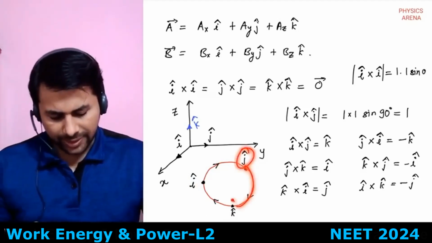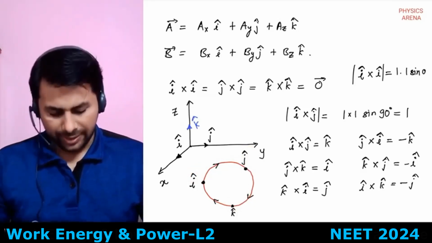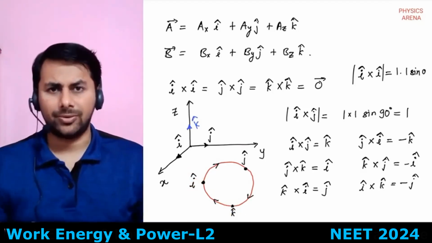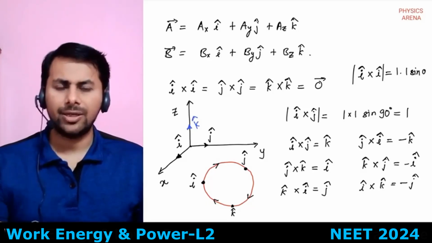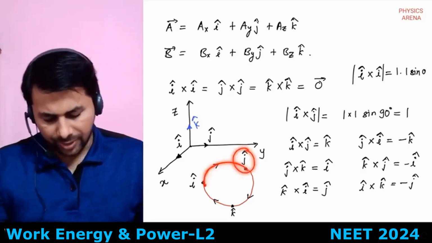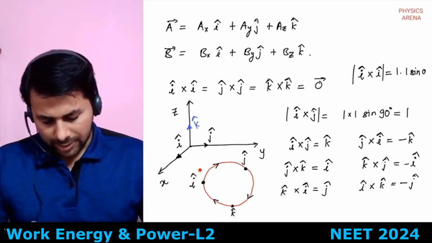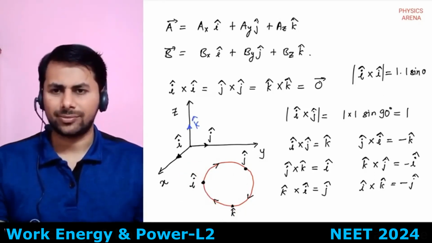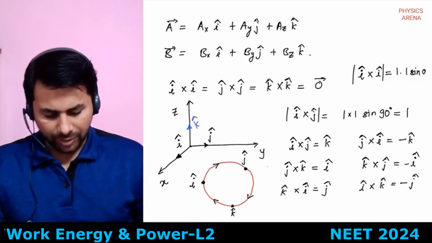Then j cap cross k cap, going along the arrow, will be equal to i cap. k cap cross i cap will be equal to j cap. But if you are going against the arrow, in the opposite direction to that of the arrow, then the result will be negative. So if you do j cross i, it's minus k. If you do i cross k, it will be minus j, and so on. Is this clear? So we have to remember this thing.